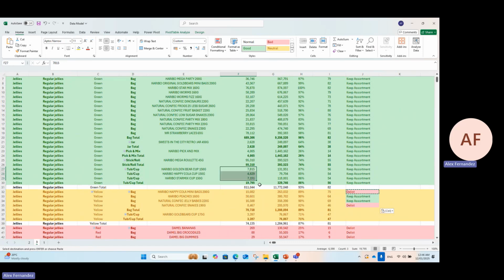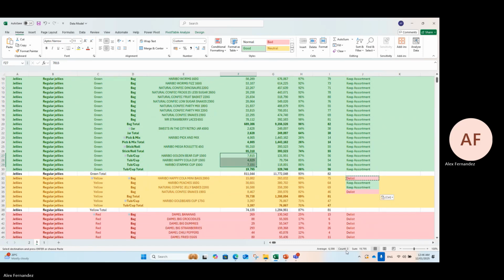The average sales for a tub is 7,000. This one is 3,300. It's not very far from the Happy Cola here, almost 5,000. Let's check the numeric distribution and the weighted distribution. So maybe we keep this SKU and give it properly improved weighted distribution.